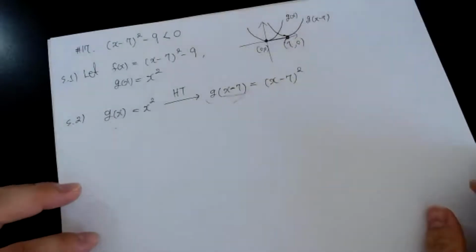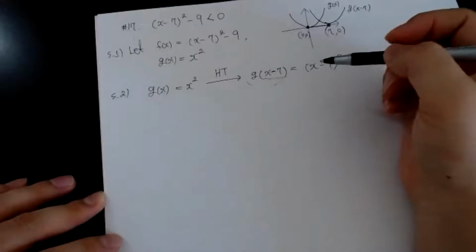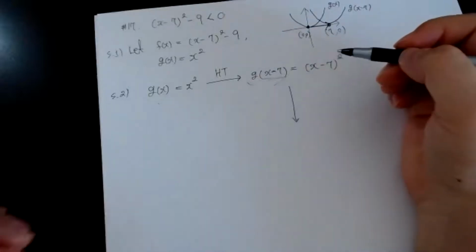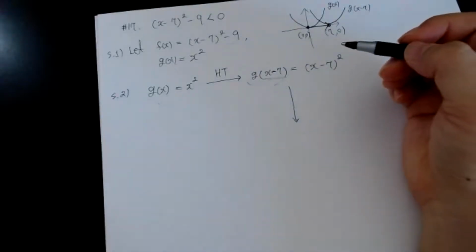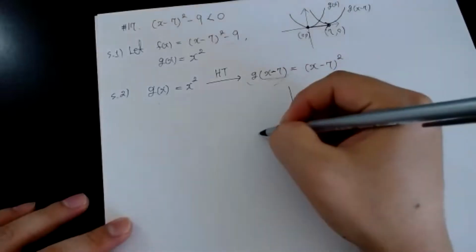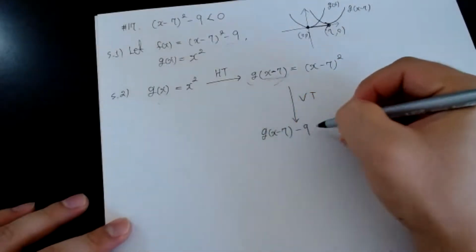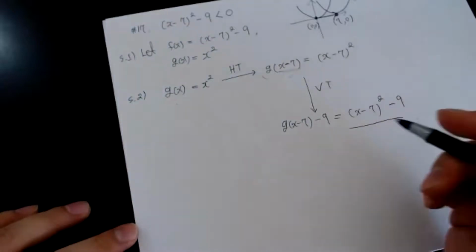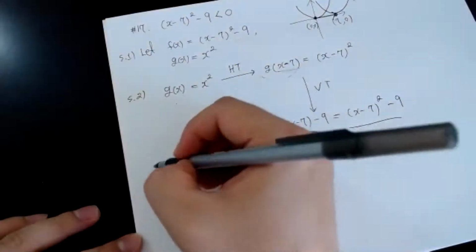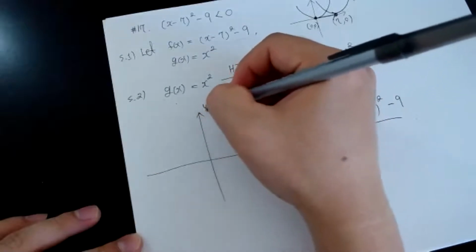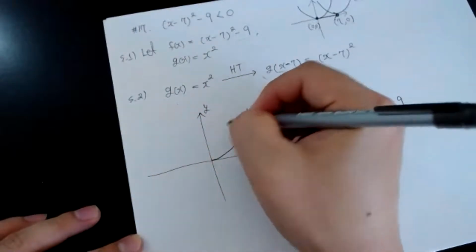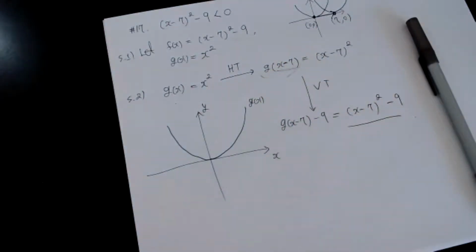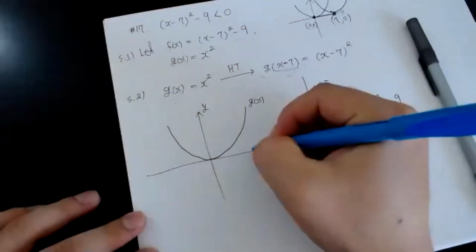Anyway, let me keep going. We have (x - 7)^2 and a negative 9. That means we apply a vertical translation, 9 units downward, so we get g of x minus 7 and then minus 9, which is (x - 7)^2 minus 9. Let's plot the graph of f of x. It's not a big deal. With the y-axis and x-axis, the graph of g of x is right there, and I move it to the right 7 units, maybe right here.